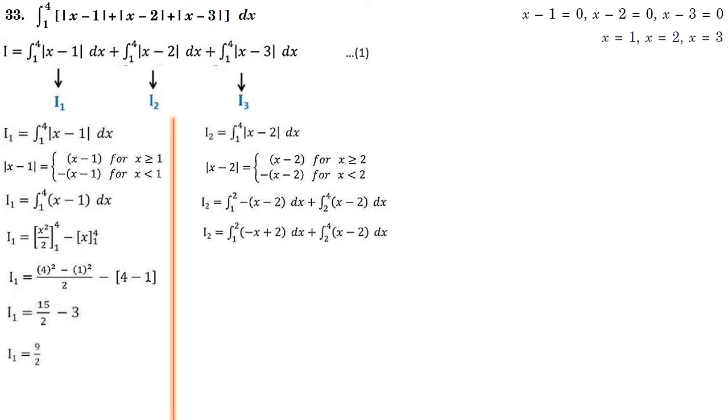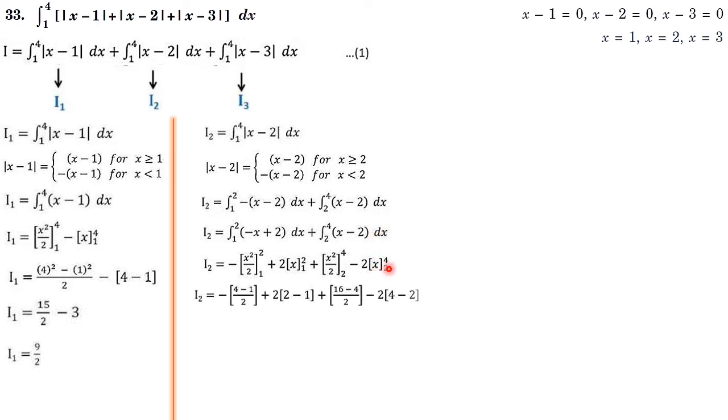Apply the integration, that is I2 is equal to integral 1 to 2. When you take this one, the minus inside gives minus x, minus into minus plus 2 dx, then integral 2 to 4 x minus 2 dx. That is I2 is equal to: integral of x is x square by 2, apply the limit, plus 2 into integral of 1 dx, which is x. 2 into x, apply the limit 1 to 2, plus here integration of x is x square by 2, apply the limit 2 to 4, minus 2 into integration of 1 dx, which is x, apply the limit. The rest of the calculation is normal only.